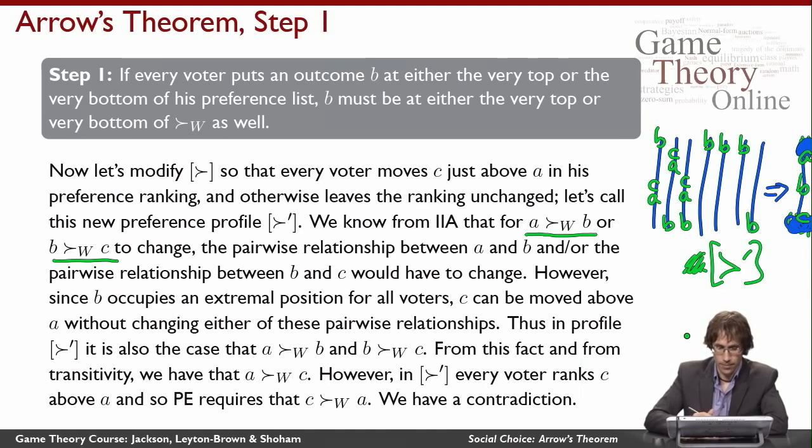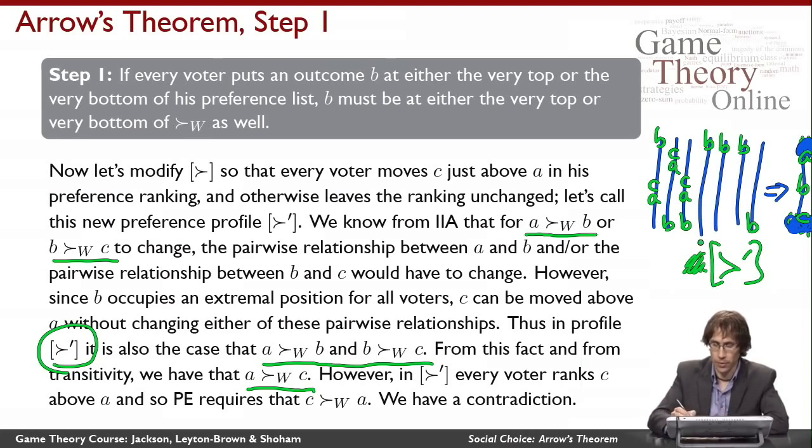And thus, we can conclude that in the preference profile pref prime, it's also the case that these two things are true. We assumed that those two things are true in pref for contradiction, and because nothing has changed, we can use IIA to say that they must also be true in pref prime. And from transitivity, given that we're getting a strict ordering here, we can conclude that A must be ranked above C in the social welfare function.